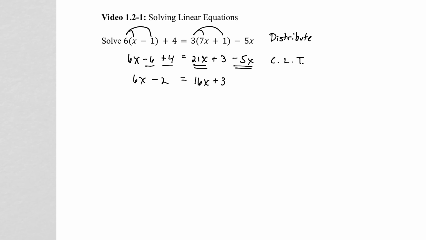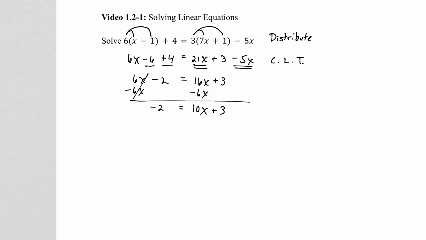So now I'm going to try to get all of my x terms to one side of the equation using opposite operations. So since I have more x's on the right side, I am going to get rid of the x's on the left side by subtracting 6x. So 6x minus 6x is no x on the left side. And to keep this equation balanced, I'm going to have to subtract 6x on the right side.